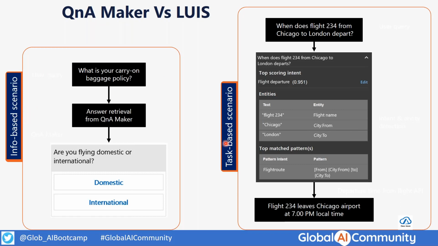LUIS, on the other hand, has the capability of decision power. Here we can define our own decision power based on a task-based scenario. For example, when does flight number from Chicago to London depart? These are phrases, or we'll say utterances, which the user asks in their own natural way. Once these phrases come in, they go to LUIS. LUIS is just a decision power. It tells us what the user is asking and what the intention behind that question is. That intelligence we are going to define in LUIS.